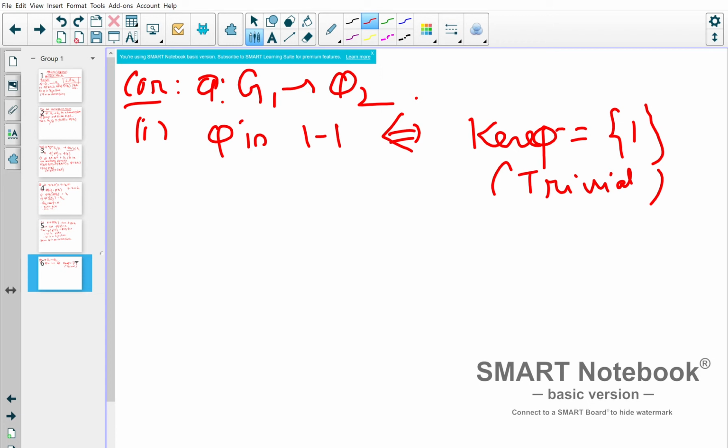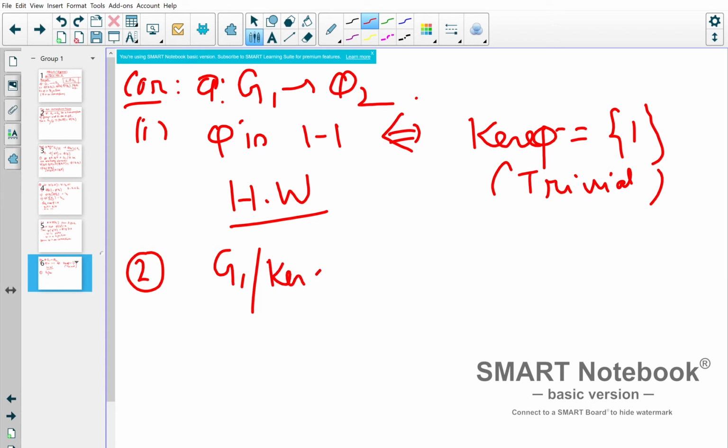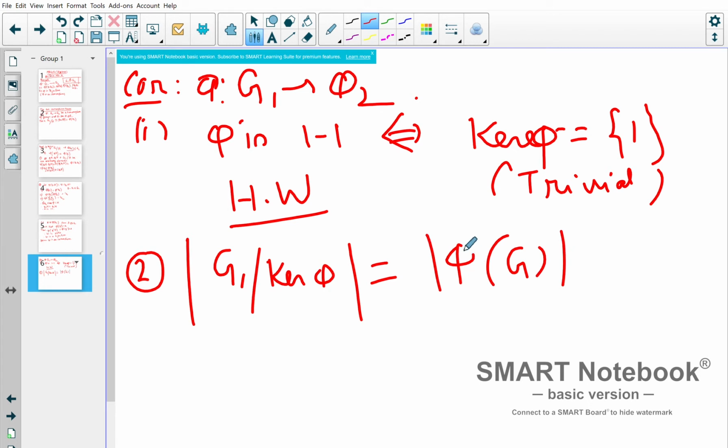I mean, this is homework. It's obvious. You don't need a proof for this. Okay. And number two, that also gives you they have the same cardinality. What does that mean? That means G1 mod kernel of phi, this is the quotient group. The number of elements of this quotient group, or number of distinct cosets of kernel phi in G1, is the same as the number of elements inside the image. Okay. Number of distinct elements in the image.